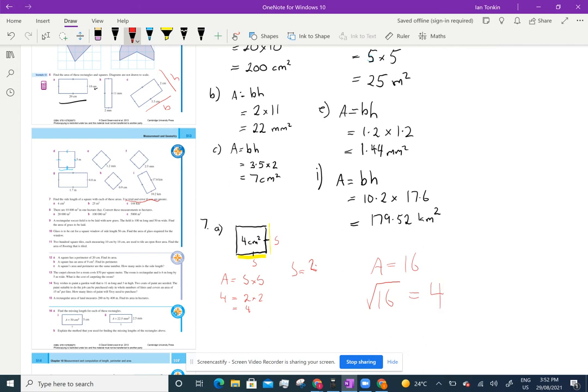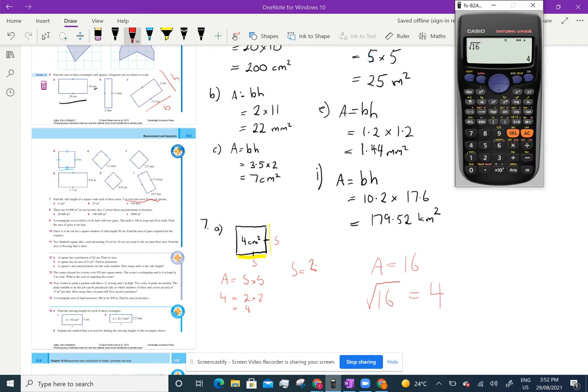Let's test it on the one we just did. So we'll press square root. Whoops, I've got too many square roots there, the square root of a square root. So square root of 4, and it gives me the answer 2.